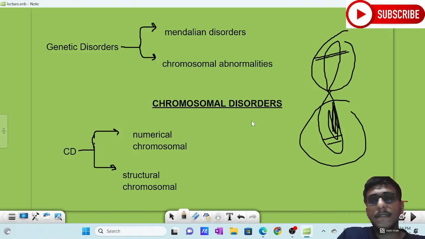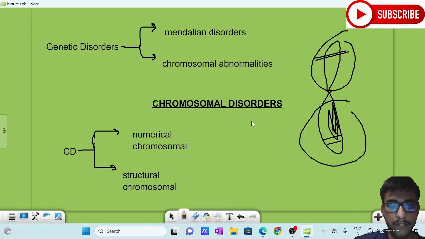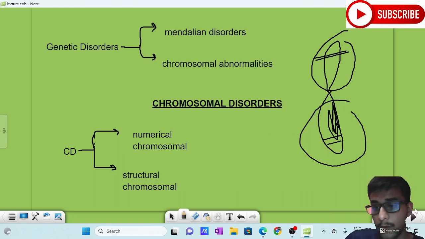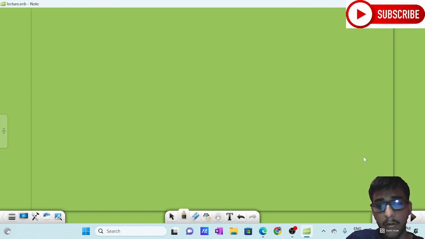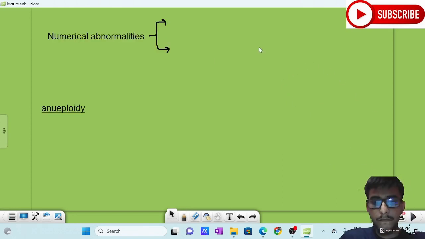What is structural? Structure means change in the structure, either the insertion of a new structure or the deletion of the structure in the chromosomal disorders. Examples are the translocation, inversion. These are the examples of the structural chromosomal aberration. Okay. Now we will be dealing with numerical chromosomal aberration.